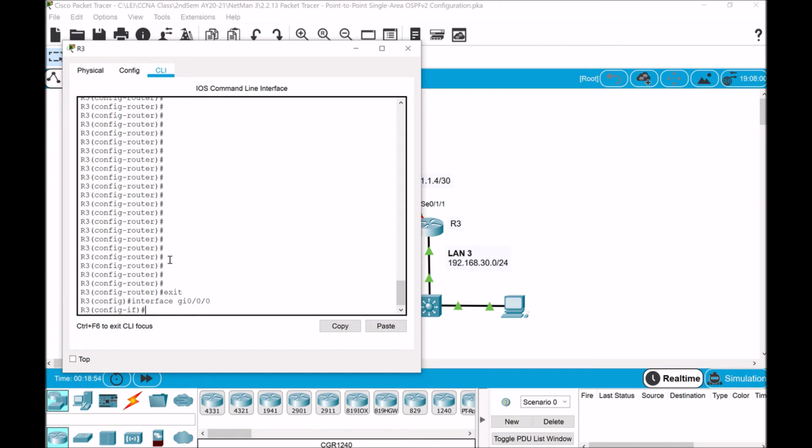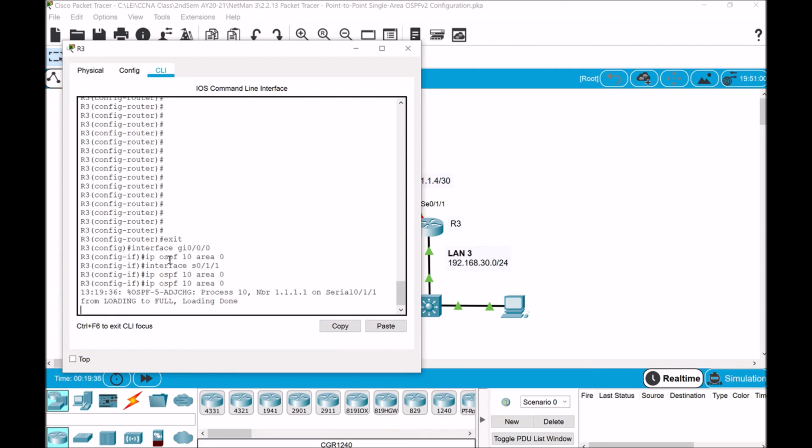gigabit Ethernet 0/0/0. Okay, and when we are in the interface, that's when we assign IP OSPF 10 area 0. So here we are specifying on this interface that this would be an OSPF with a process ID 10 and an area of 0. So enter. Okay, we do the same for the other two serial interfaces. So let's get to serial interface 0/1/1. Okay, type the same IP OSPF 10 area 0.